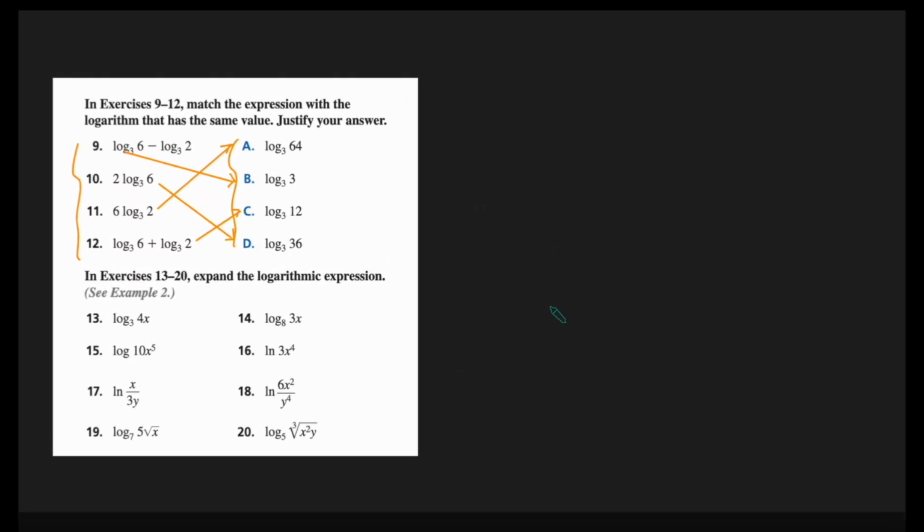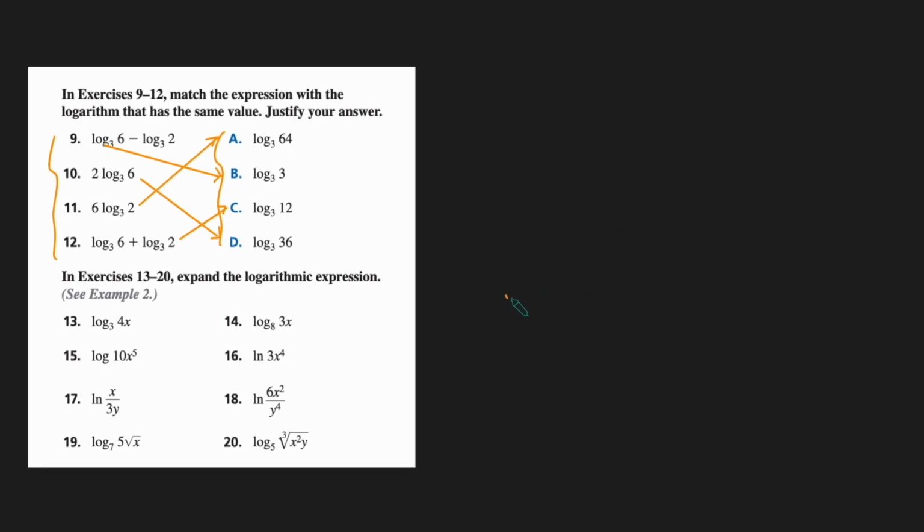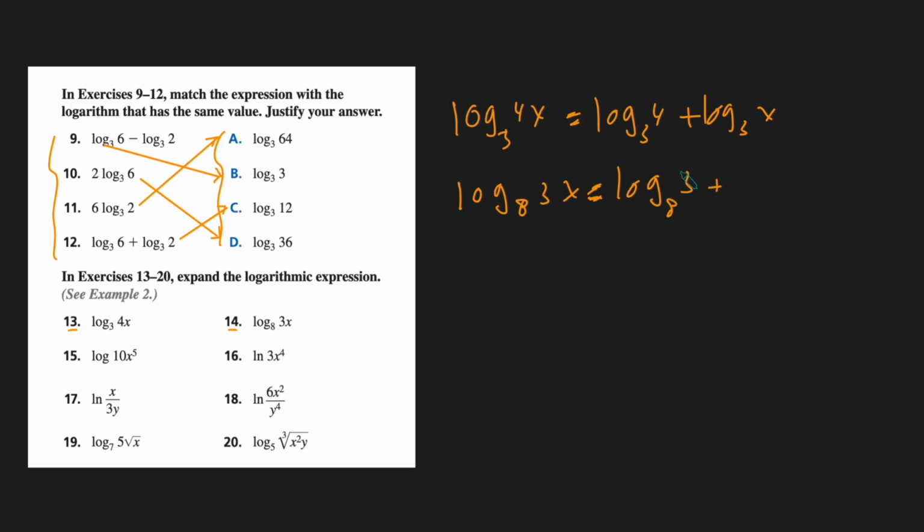Let's move to the next set of problems. Expand the logarithm expression. Problem number 13, log base 3 of 4x. Well, this is a multiplier, so I'll just change it to an addition. Next one, number 14, is log base 8 of 3x. That's pretty close to the example I used at the beginning. So it's going to be the same thing, product rule.